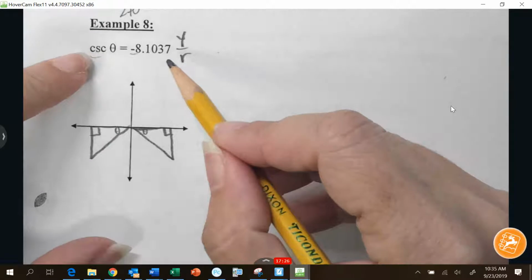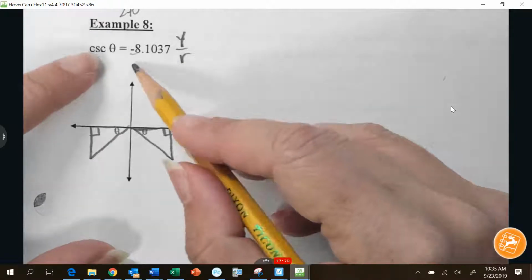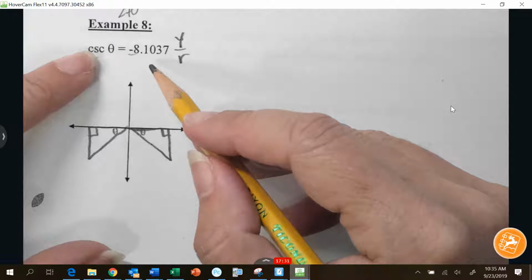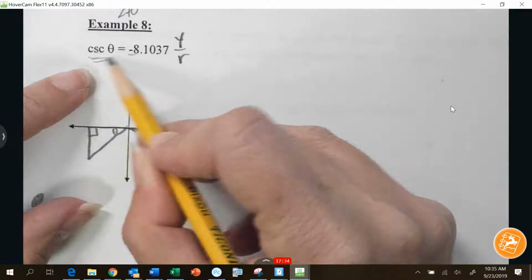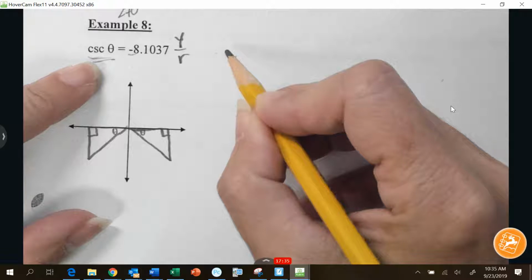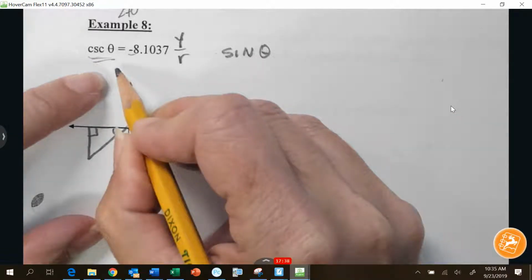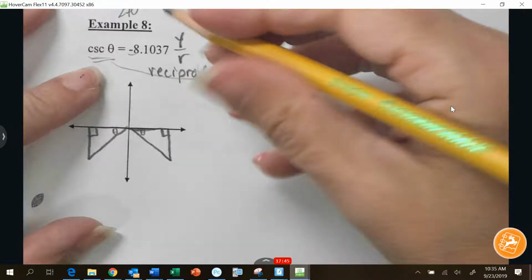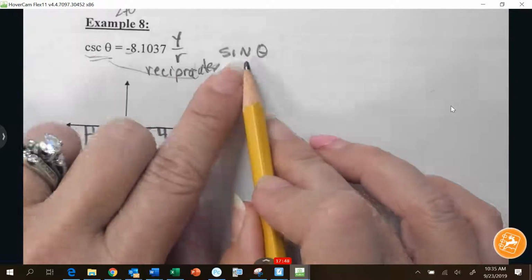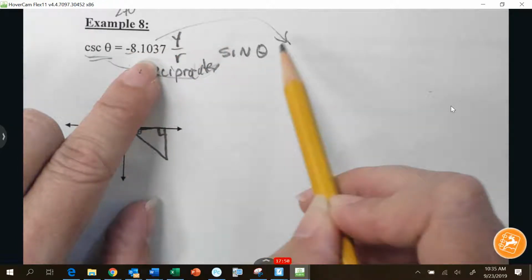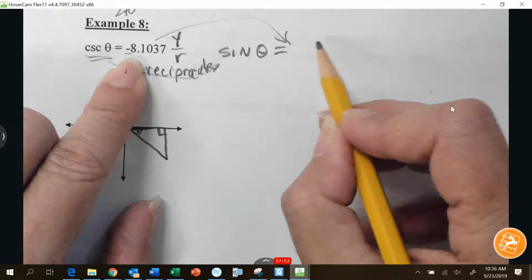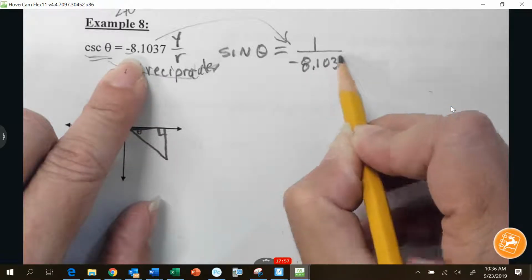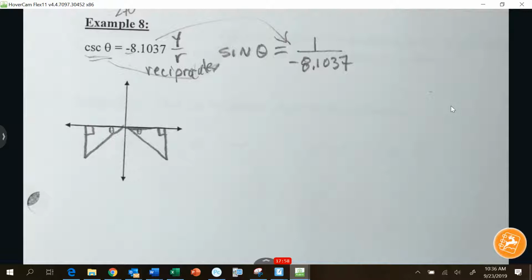I don't have an inverse cosecant button, and I don't have a 1 over sine inverse button either, so I'm going to take cosecant and change it to sine. Reciprocate. If I reciprocate cosecant to sine, then I also have to reciprocate the other side of the equation. 0.1037. You can put the negative in front if you want. It doesn't really matter how you type it in your calculator.